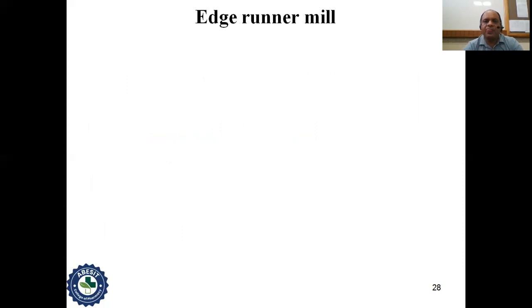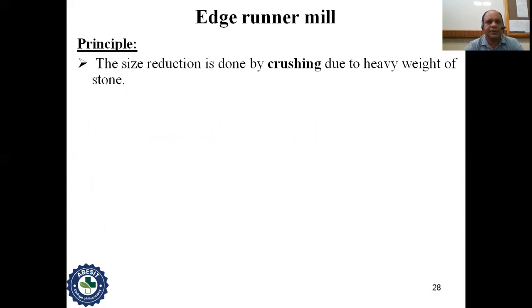The next mill is the edge runner mill. Principle: in the edge runner mill, the size reduction is done by crushing due to the heavy weight of a stone. If we have a very heavy stone and the material comes in between the stones, it will crush. This is the basic principle of the edge runner mill.